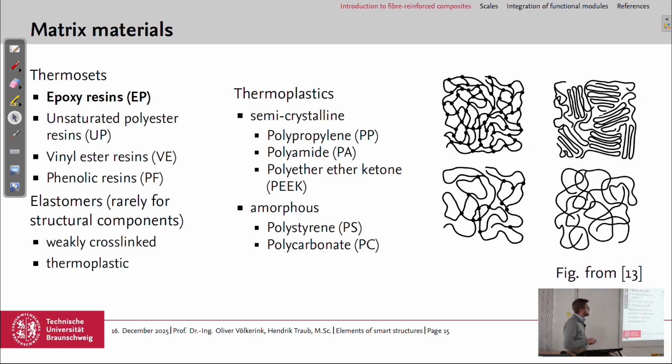Looking at the matrix materials, I think the most common matrix materials are epoxy resins, which can cure at room temperature or at elevated temperatures. Unsaturated polyester resins, vinyl ester resins, phenolic resins. Elastomers are rarely used because they don't have that high properties. And we can also use semi-crystalline thermoplastics like PP, PA, or PEEK, or amorphous thermoplastics like polystyrene, PS, or polycarbonate.